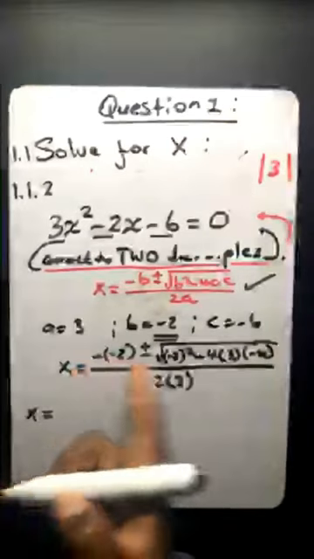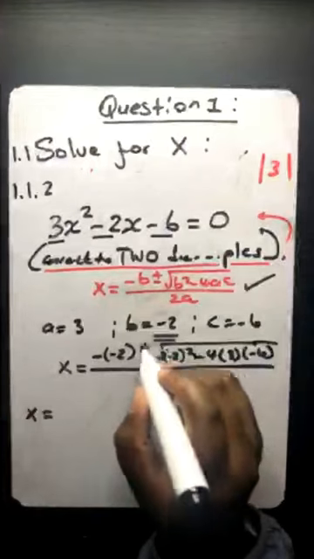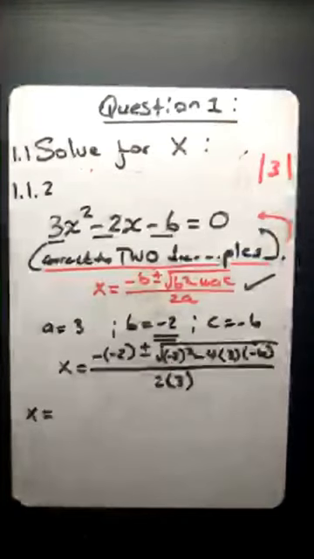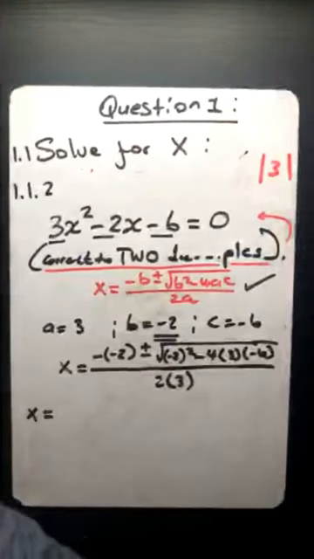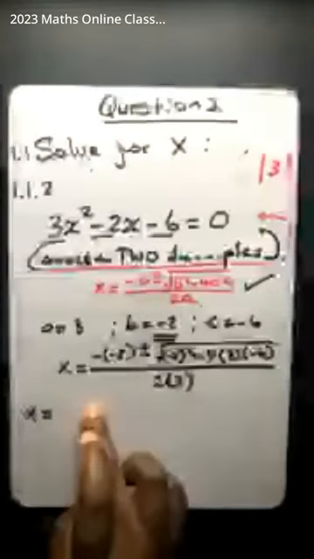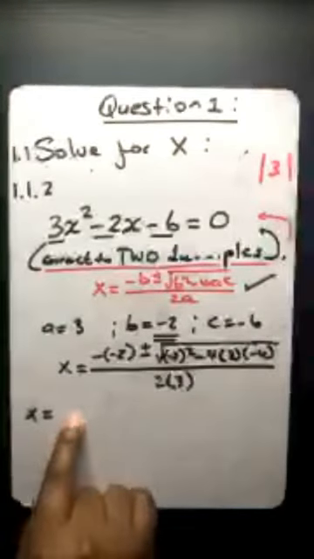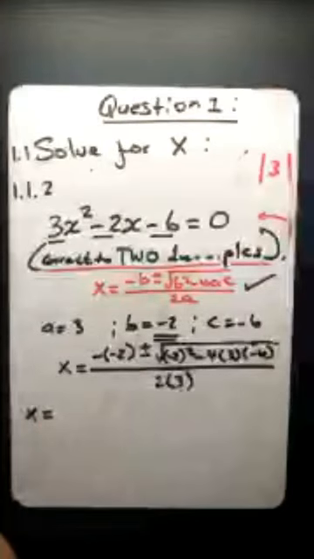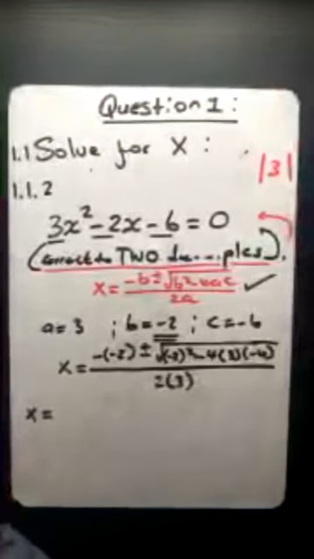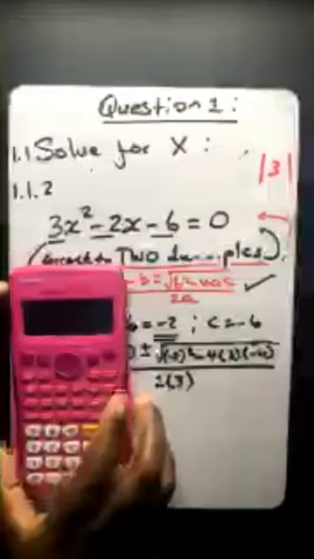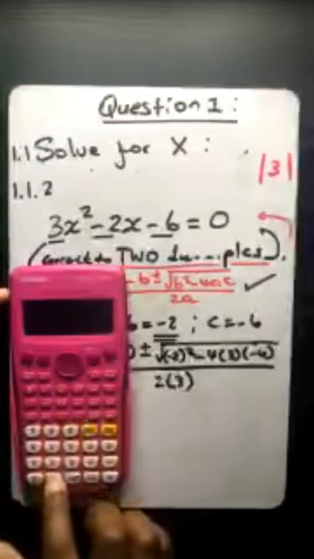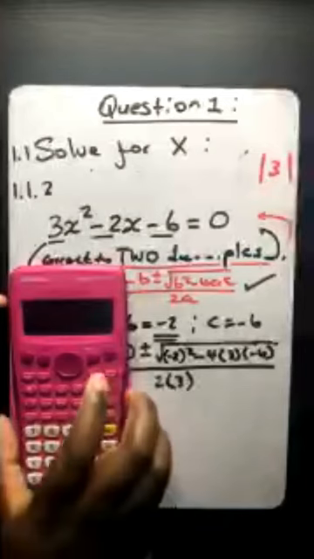What are you getting starting with a positive sign? Let's always start with a positive sign because it's the one at the top, and once we are done, we can then do the negative sign. What are you getting there? Let me also punch from my side. You start with the fraction. Remember, we are going to have a decimal and a fraction. We need that fraction to make sure that we score maximum marks. So let me also punch it: negative 2, then plus square root of negative 2, close bracket, squared, minus 4 times 3 times negative 6, over 2 times 3. What are you getting there?